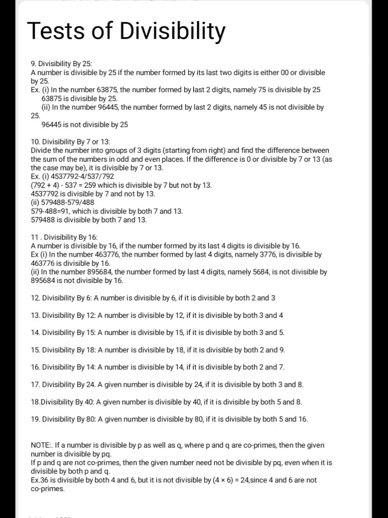Okay, the next one is the combined case, like divisibility by 6. If a given number should be divisible by 6, then the number should be divisible by both 2 and 3. As we have seen, for the divisibility rule of 2, the units place should be an even number, and for the divisibility of 3, the sum of all the digits present in the given number should be divisible by 3. These both conditions should be satisfied to say that the given number is divisible by 6. Okay, all these cases are the same.